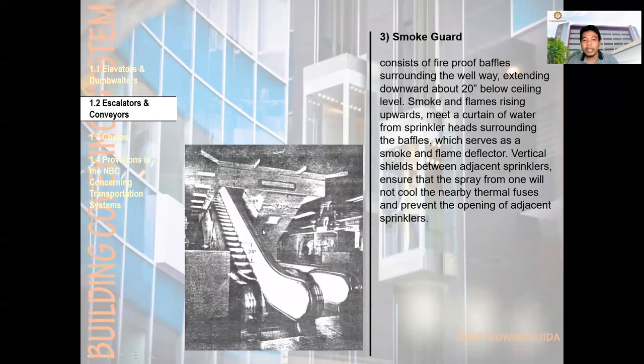Next, we have the smoke guard. It consists of a fireproof baffle surrounding the wellways, extending downward about 20 inches below ceiling level. Smoke and flames rising upward meet a curtain of water from sprinkler heads surrounding the baffles, which serve as smoke and flame detectors. Vertical shields between adjacent sprinklers ensure that the spray from one will not cool the nearby thermal fuses and prevent the opening of the adjacent sprinkler. So this is the smoke guard.